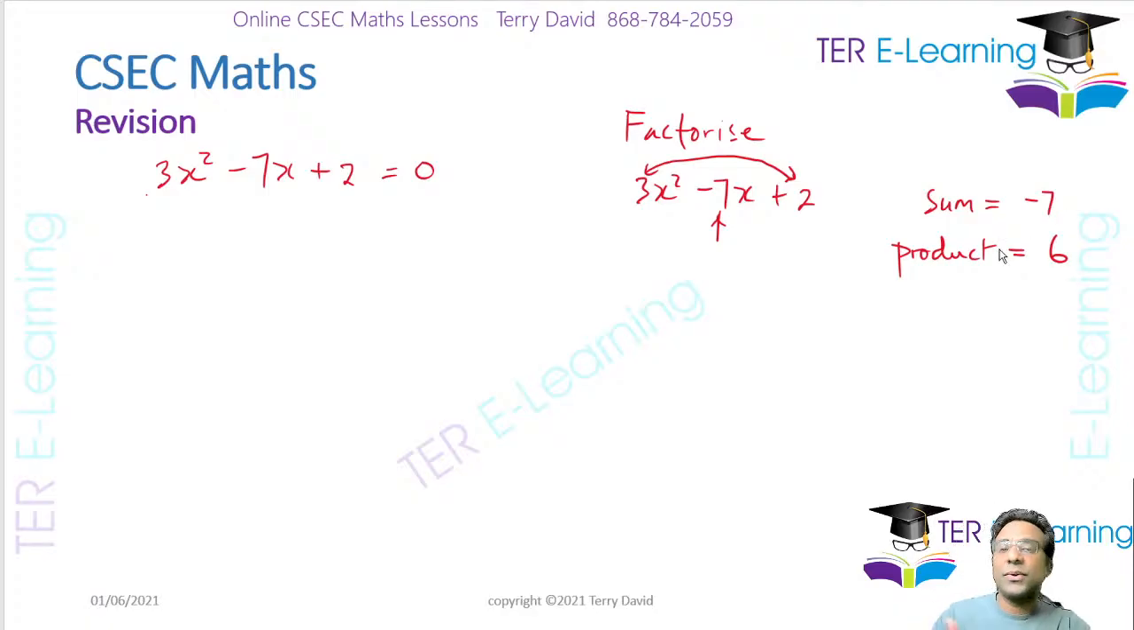Now there are some students who can look at this and factorize this very easily, and that's fine. You can do that in the exam if you want. Now, I'm looking for two numbers whose sum is minus 7 and whose product is 6. Could you all tell me what those two numbers are?